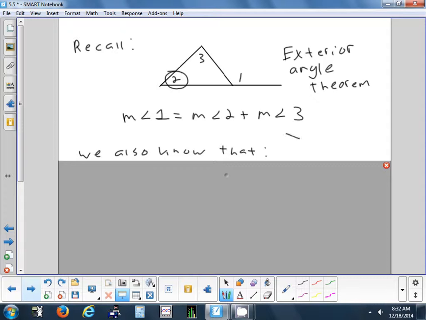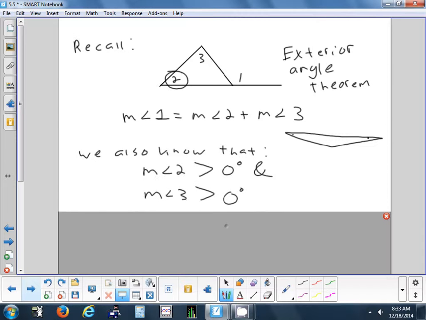Right? Think of a triangle like this. That angle starts to get larger and larger, gets very, very close to 180, and these two angles here and here get very small. So we know that angle 2 and angle 3 have to at least be positive. They've got to be bigger than 0.